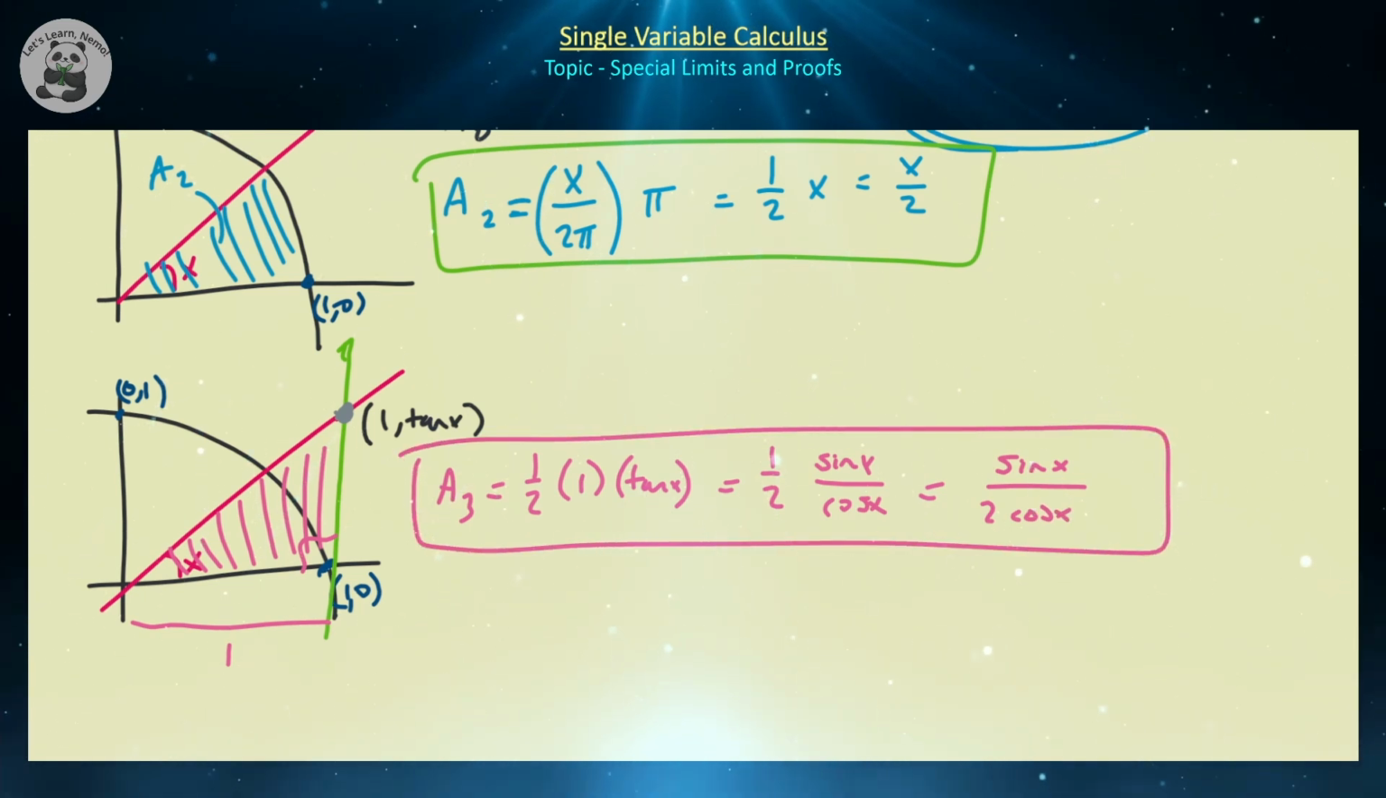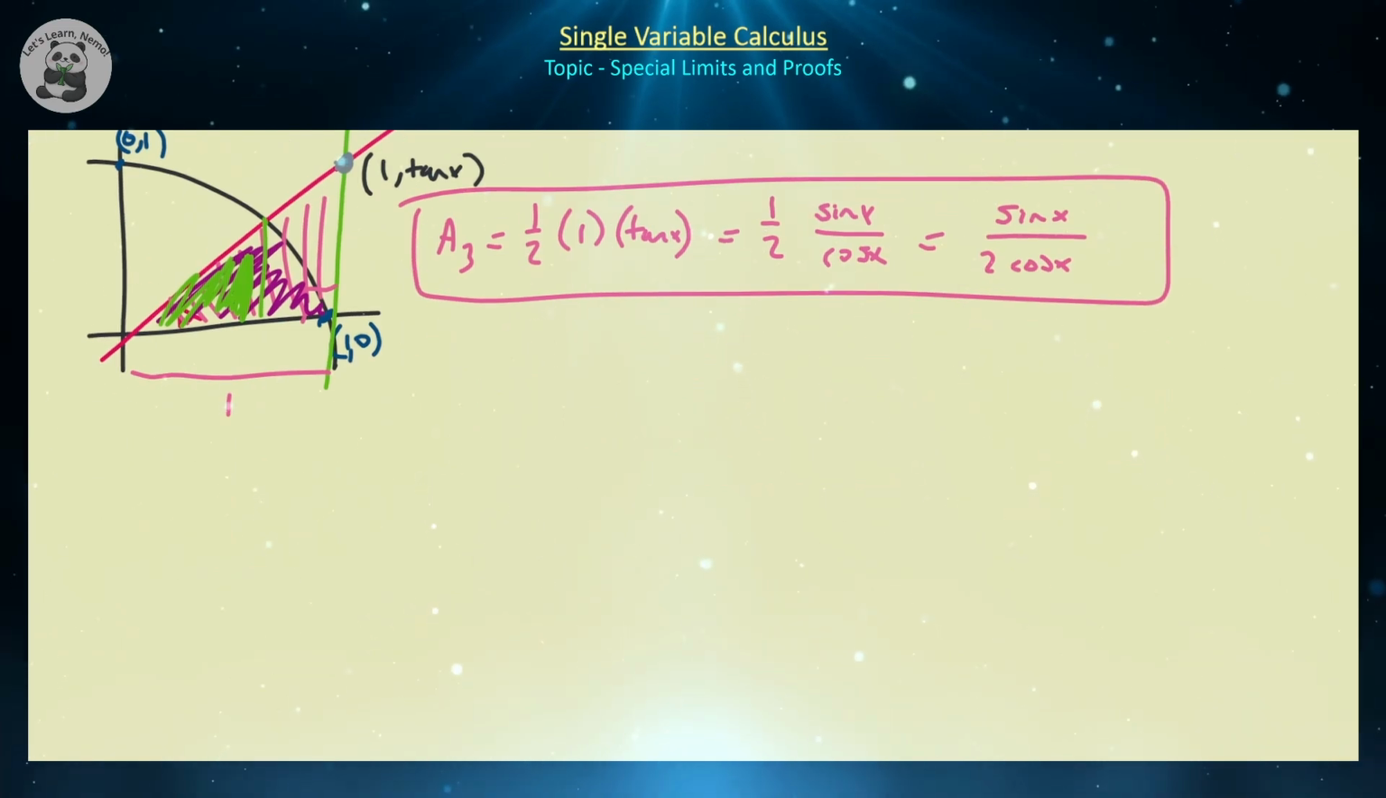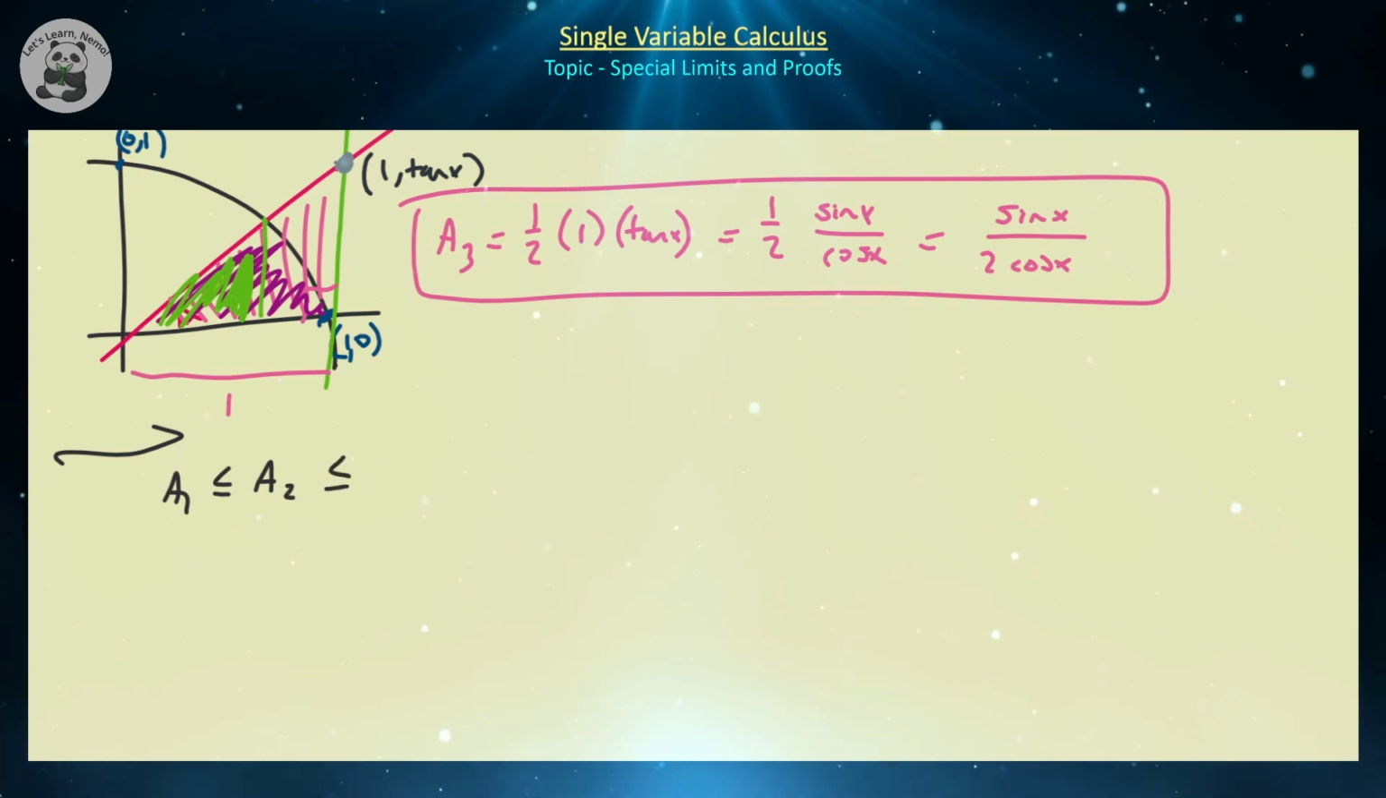So if you look at all these areas, notice that this pink area is larger than that purple area because we have that outer sort of rounded triangle. And that purple area is greater than that green area there because we have that sector piece on the right hand side sort of taken away from that left hand green rectangle. So we obviously see that for an arbitrary angle x, we have that A1 is less than or equal to A2 is less than or equal to A3.